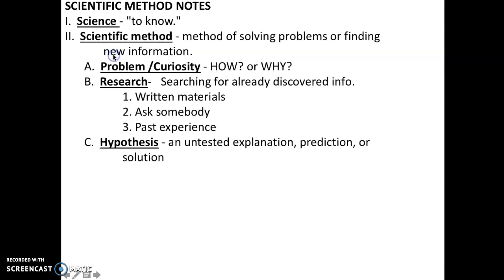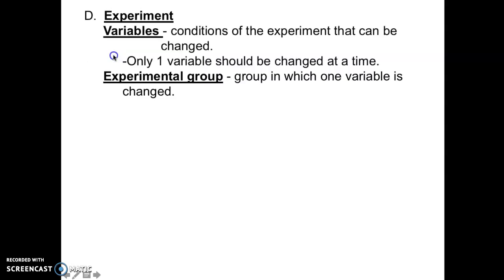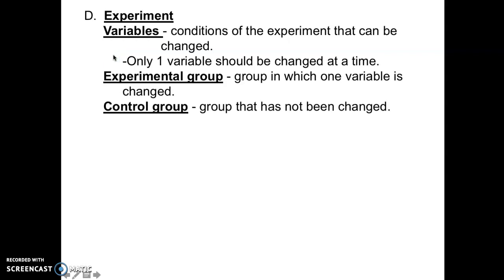Okay. We talked a little bit about the scientific method: problem, curiosity, research, finding out information, and hypothesis, testing that with an experiment, and we have variables, an experimental group, and a control group. I think that's about where we left off. The experimental group is where you've changed something.